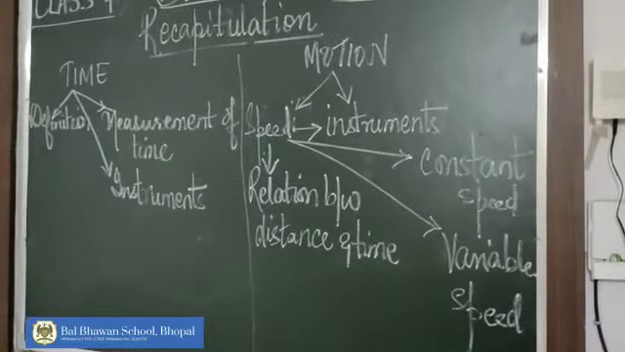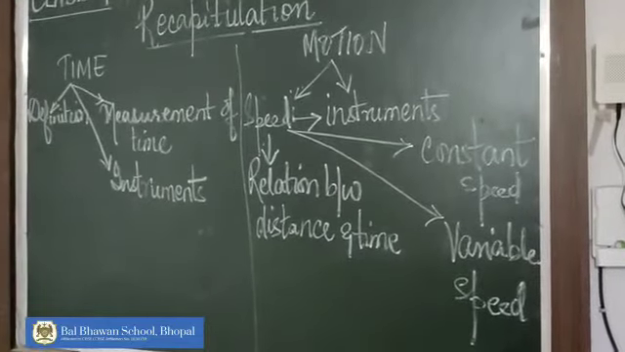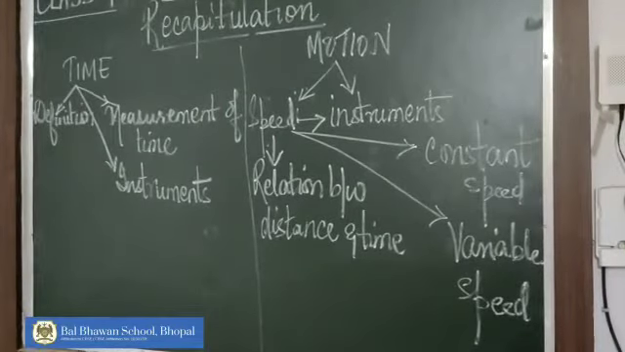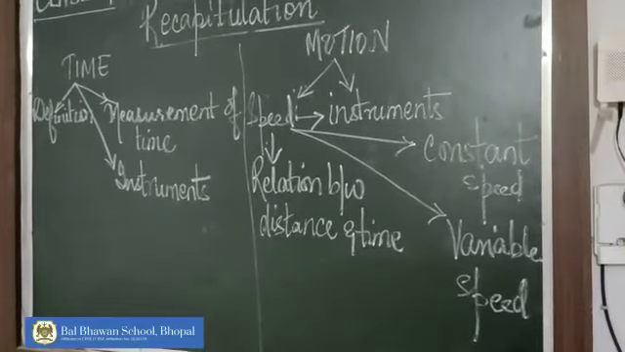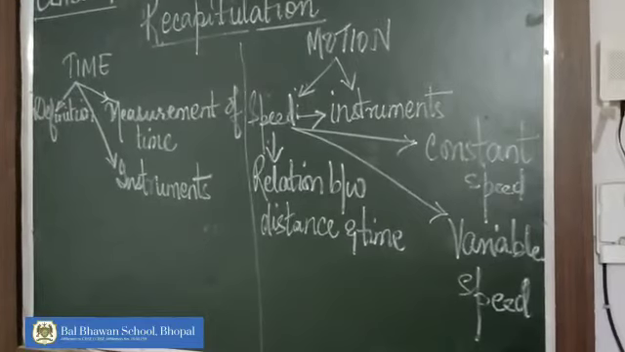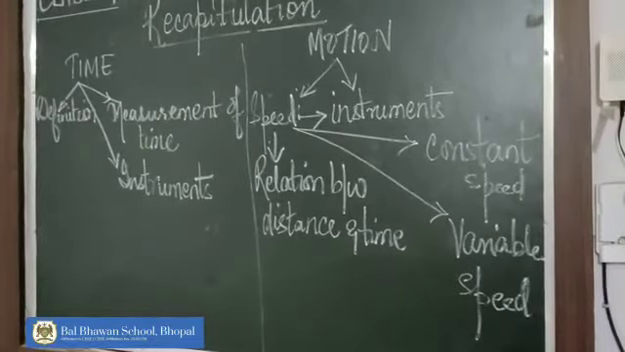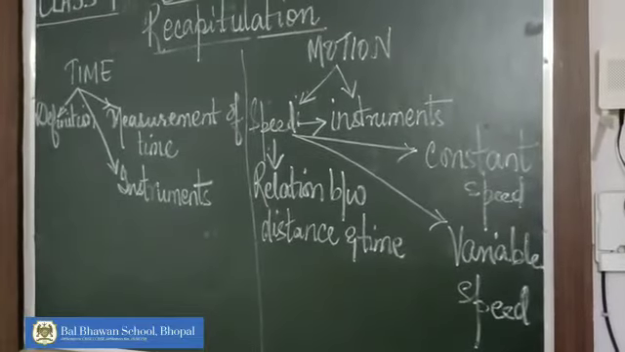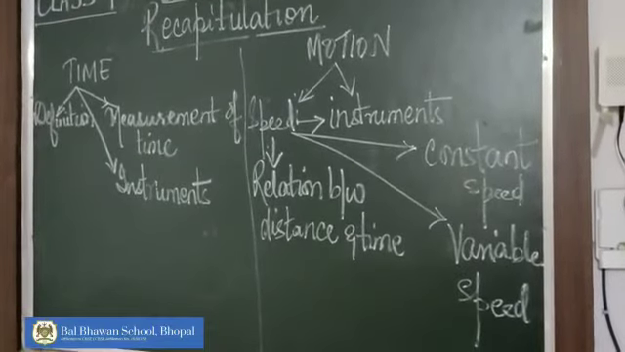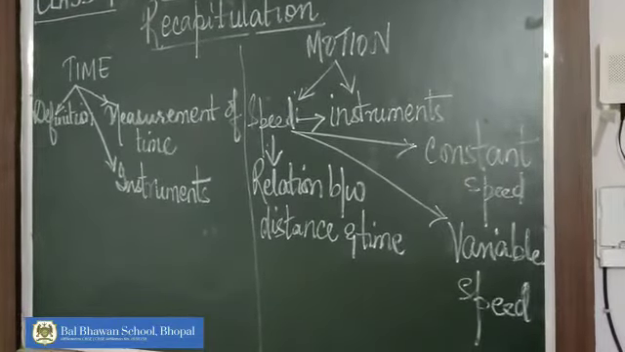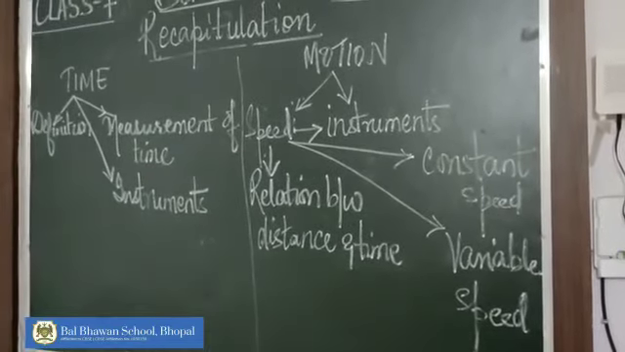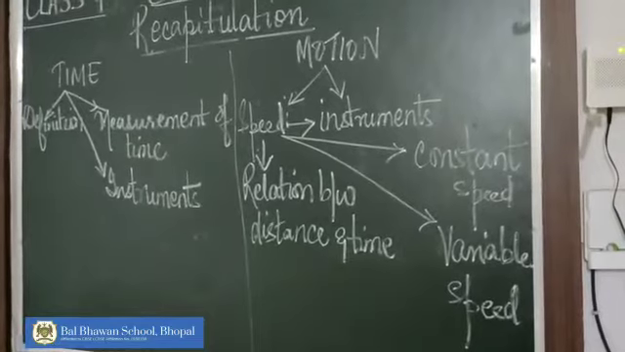The distance time graph is actually a pictorial representation which tells us, just by looking at the graph, looking at the two axes, the x-axis and the y-axis, the speed of the vehicle and whether it is moving at a constant speed or it is moving with a variable speed.